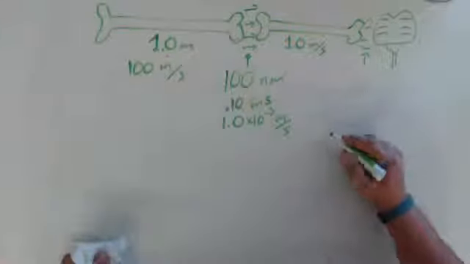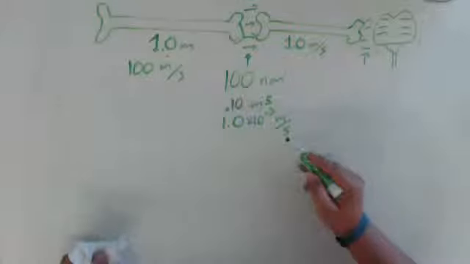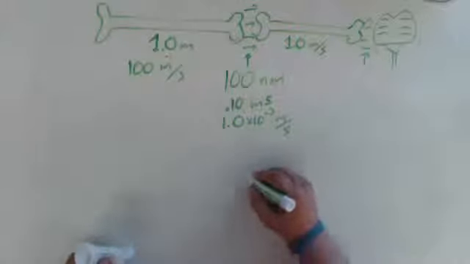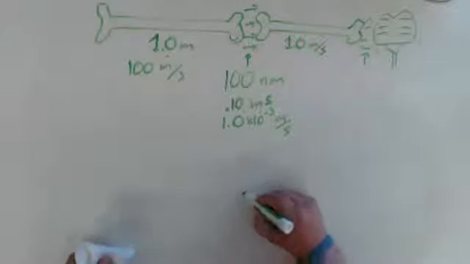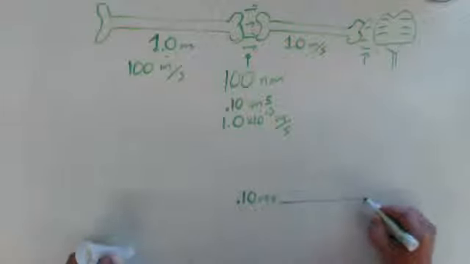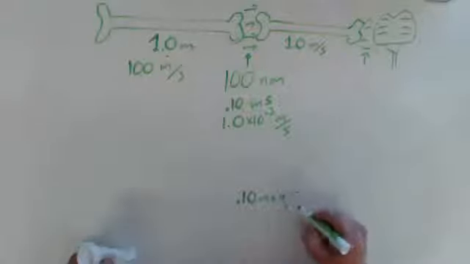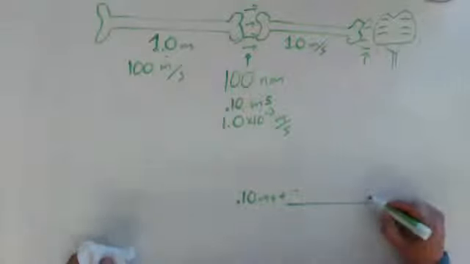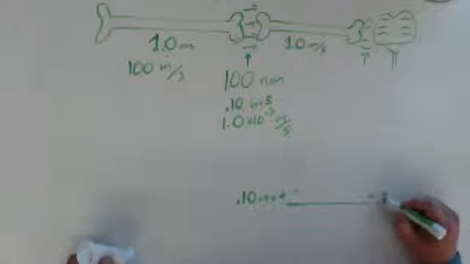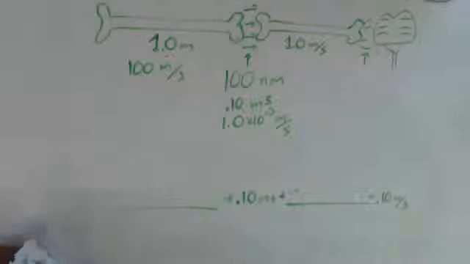Both of those are going to be this 0.10 milliseconds. So I'm just going to write it down here as 0.10 milliseconds plus the time for that synapse. Well, let's put an addition sign in there. Plus the time to travel across that neuron, plus 0.10 milliseconds. And then I have this neuron over here.